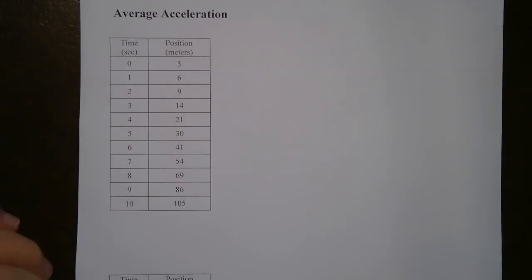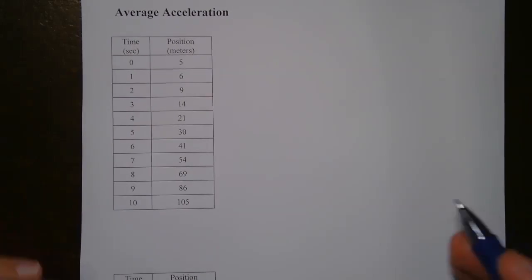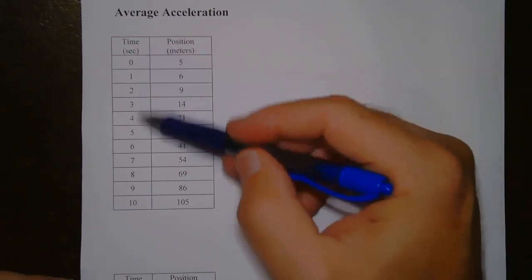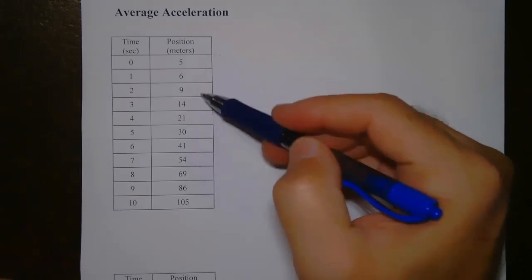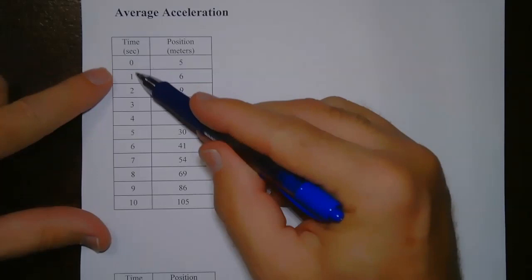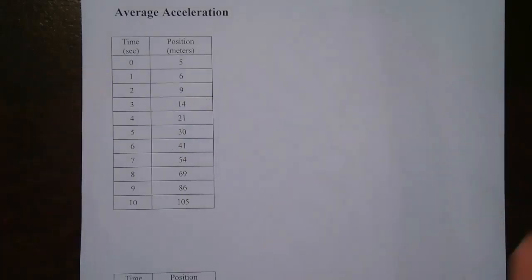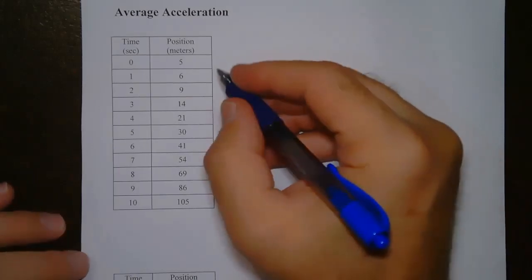So today we're going to talk about average acceleration. And to do that, I want to look at a table of values that shows the time and the position, because we could find the average velocity from this, okay? Because the change in time each time is 1 second. And I did this to make some numbers just to make it really easy for us to see, okay?